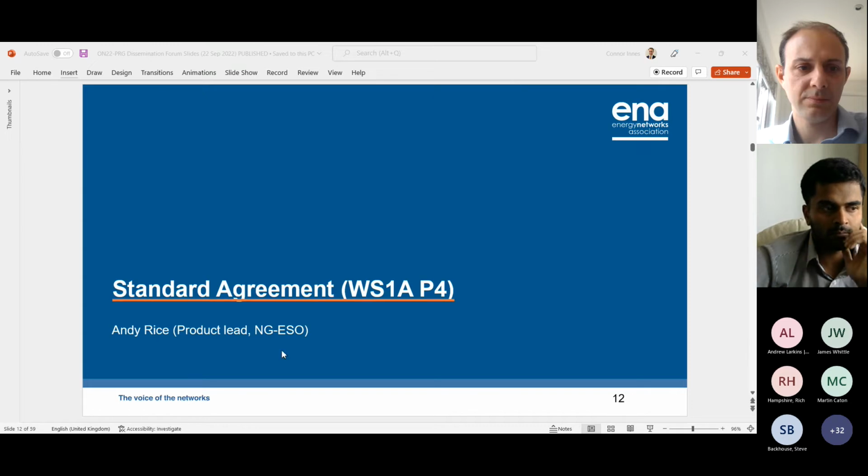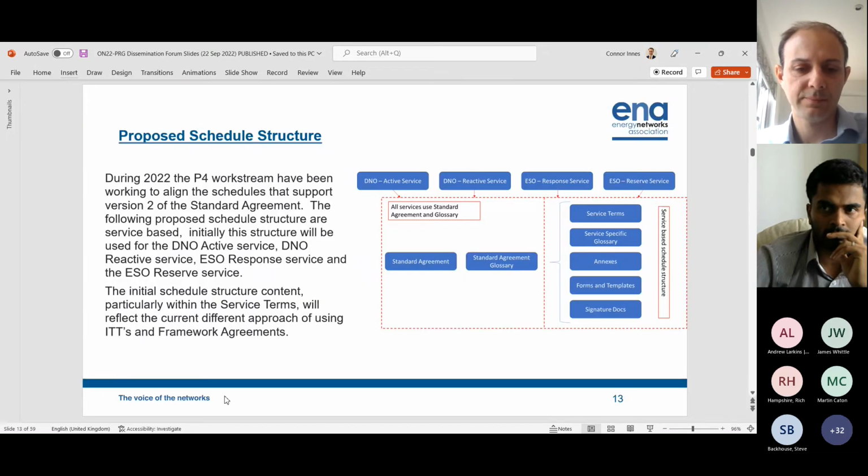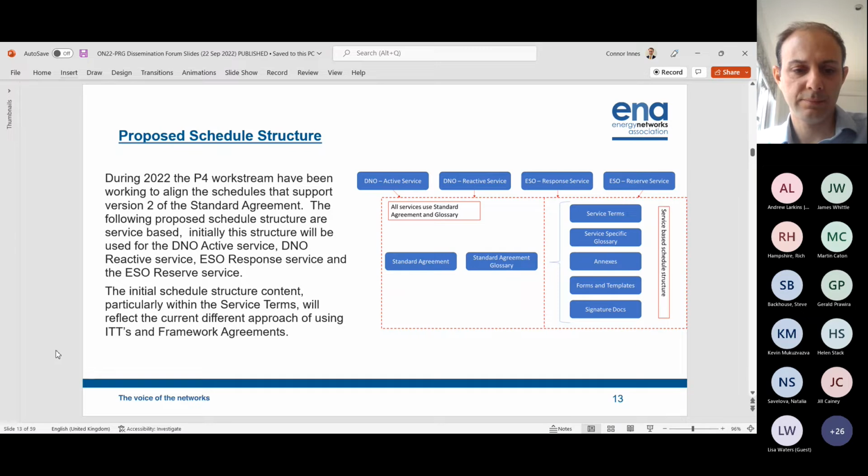So, just going on, following on from last year, where we launched the standard agreement, the work stream for 2022 has been looking at aligning the schedules that underpin the standard agreement, which you put out last year. What we've done is move from the schedules which were out previously, schedules 1 to 8, towards a service-based structure.